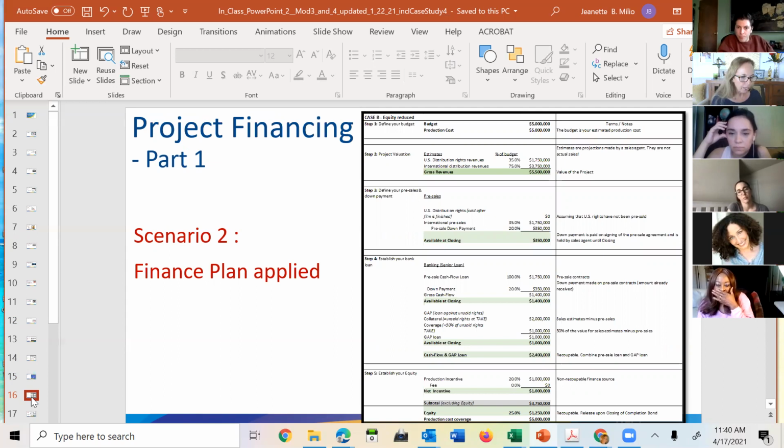We're going to still have this, it's tiny, but I'm going to walk you through it. So we're going to do a pre-sales. The pre-sales were, I think, 35%. So in this case, it's 1.75 million in case you can't see it.